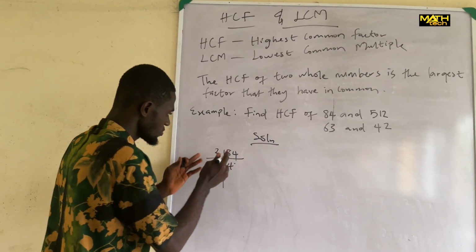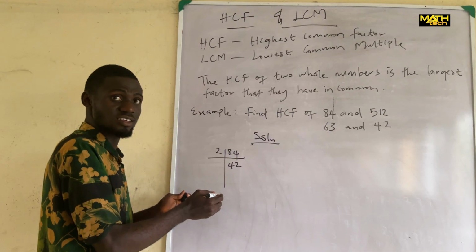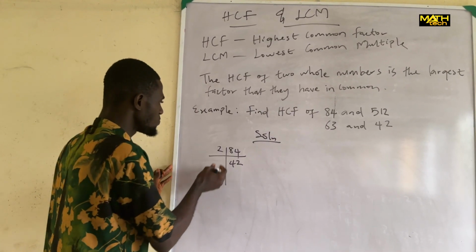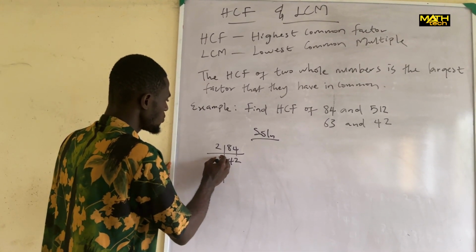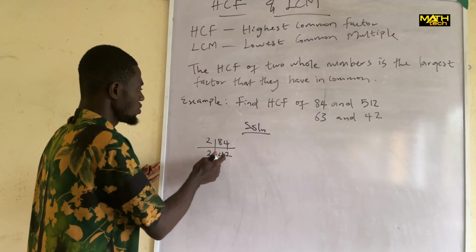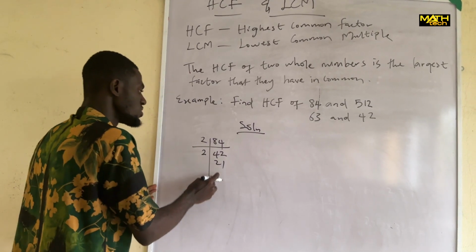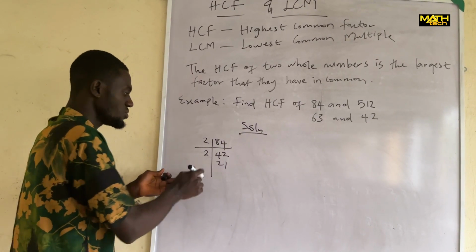84 divided by 2 will give us 42. Am I right? And here we have 2 again. 42 divided by 2 will give us 21.